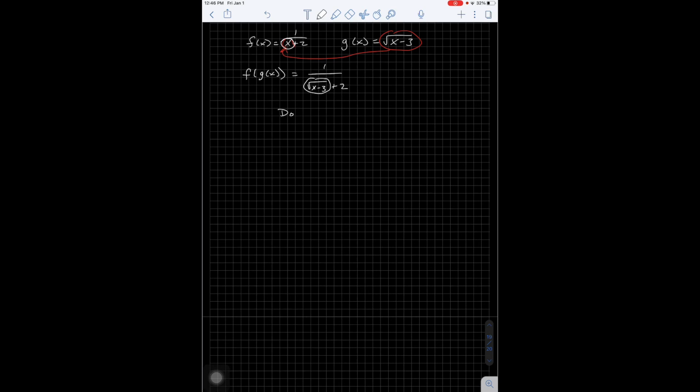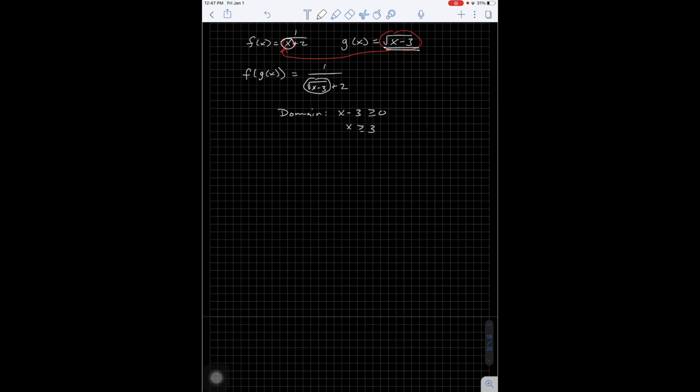So now let's take a look at the domain. I have to check two things, fractions and roots. So obviously I have a root. Not only do I have a root in the function that I plugged in, but I also have a root in the final answer as well. So let's check that. I'm going to take this x minus 3, make that greater than or equal to 0, and solve it. So x definitely has to be greater than or equal to 3. That's the first part of my domain.